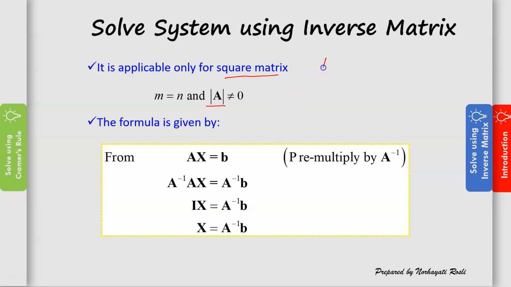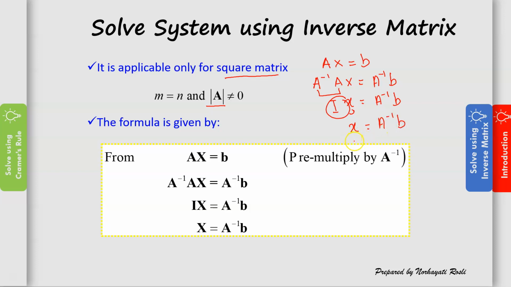We start first, we have previously a system of AX equal to B. So we multiply both sides by A inverse. We'll have here A inverse A X equal to A inverse B. In this case, A inverse A is the identity matrix. So we can write I X equal to A inverse B. Any identity matrix multiplied by any vector or matrix, you will get back this vector. So we'll get back this answer, which is X equal to A inverse B.